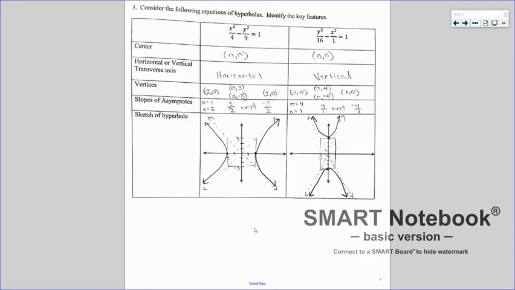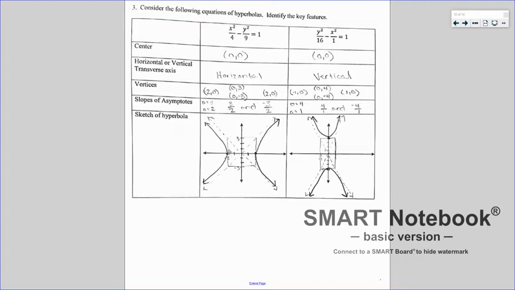All right, so some more examples now where we're also going to be looking at some left and right and up and down. So center's at 0, 0. The y squared part is negative. The x squared part is positive, so the positive part is where I'm going to find the transverse axis. So this is horizontal. I'm going to go left and right 2. I'm going to go up and down 3.